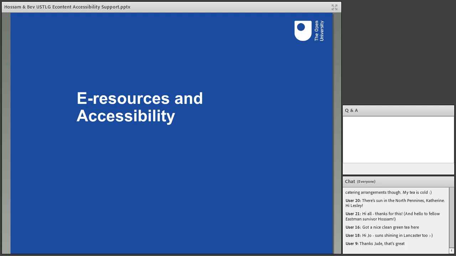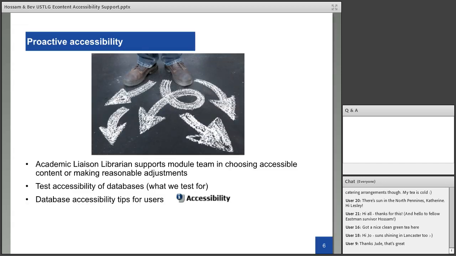So, e-resources and accessibility. Fiona will probably be talking more about the work academic liaison librarians do with modules. But part of that work is talking to module teams about what e-content is suitable for the modules, and whether these resources are accessible or not.